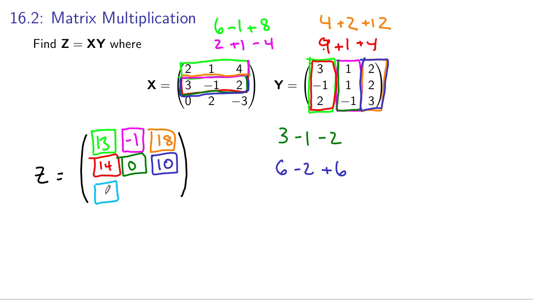Next would be the third row, first column. So here we have 0 times 3. I'm not going to bother writing that one. 2 times negative 1 is negative 2, because it's just 0. Negative 3 times 2 is minus 6. Minus 2 minus 6 is minus 8. Getting close to being done with this multiplication. We're running out of colors. Let's do one in black.